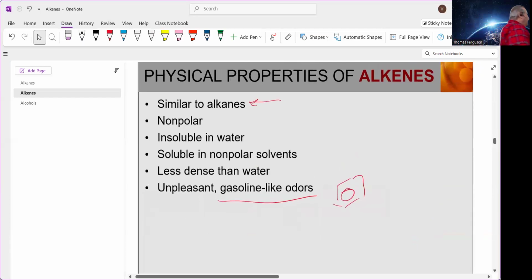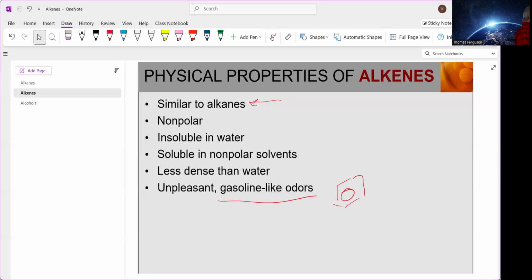Physical properties. They're almost identical to alkenes. Almost. Very, very close. Chemically, alkenes are more reactive than alkanes. Alkanes are more stable. But as far as the physical properties, are they flammable? Yes. Do they burn? Yes.